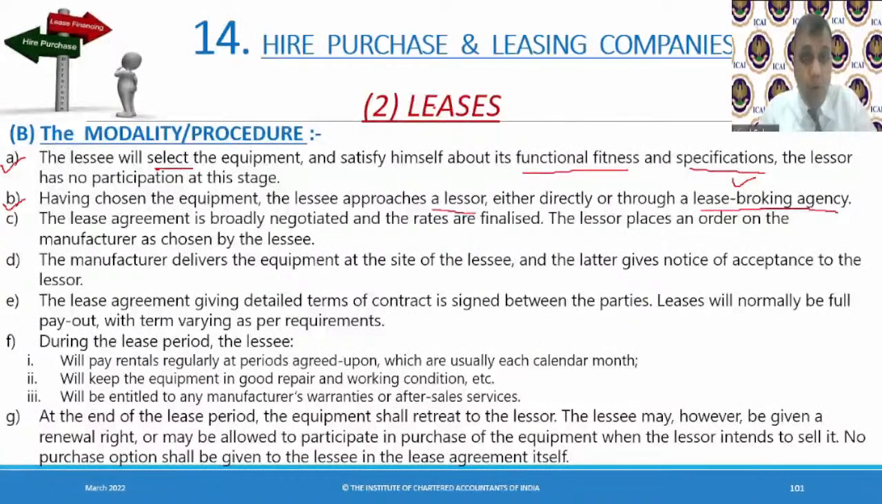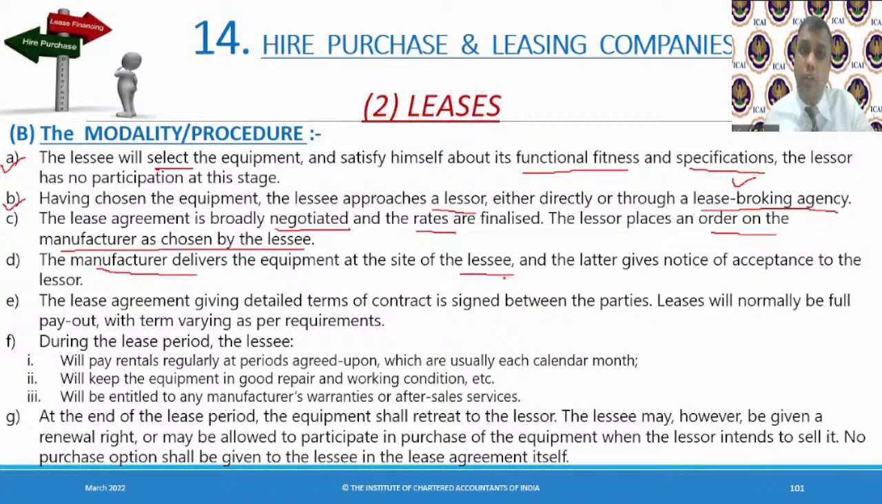So we have the lessor and the lessee, and we approach the lessor through a lease broking agency. Then we come to the lease agreement. The lease agreement is negotiated, and the lease rates are finalized. The lessor places an order on the manufacturer as chosen by the lessee. So whatever kind of customized machinery or asset the lessee requires, the lessor places an order for him. He might have to get that asset purchased, or he might already own that particular asset. The manufacturer delivers the equipment to the site of the lessee.